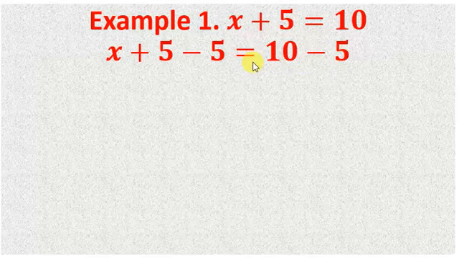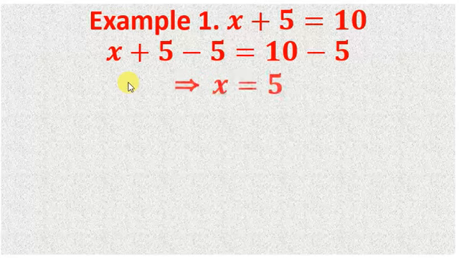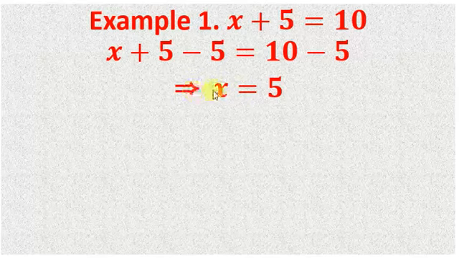Why did I subtract 5 on both sides? Because when I subtract 5 from 5, the result is 0. That means on the left hand side there remains only the variable, that is x. So that is why I subtracted 5 on both sides. Now what is the result in the next step? The result is x. Here 5 minus 5 is 0, and 0 means nothing here. So that implies x is equal to 10 minus 5, that is 5. So this is the solution of this equation.